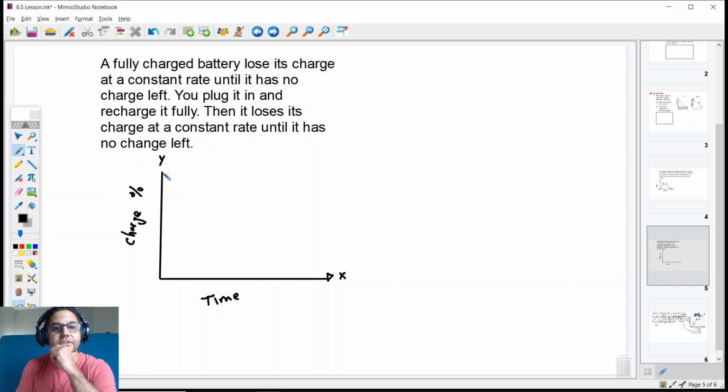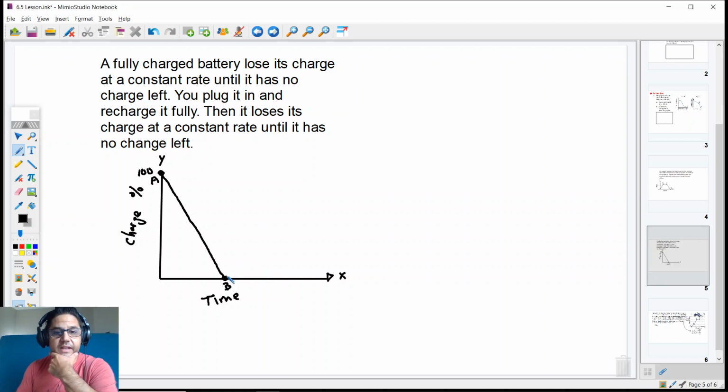All right, so we're going to say that this right here is part A, and that's going to be 100% charge for the battery. Hopefully that makes sense. It says a fully charged battery, so that's why we're going to start there. We're going to label it as part A. Loses its charge at a constant rate until it has no charge left. So obviously it's going to be decreasing, and it's a constant rate. I don't know how fast your device decreases. Sometimes older devices, it seems like it sucks the battery really quickly. So we're just going to make it look constant. And then that's going to be point B.